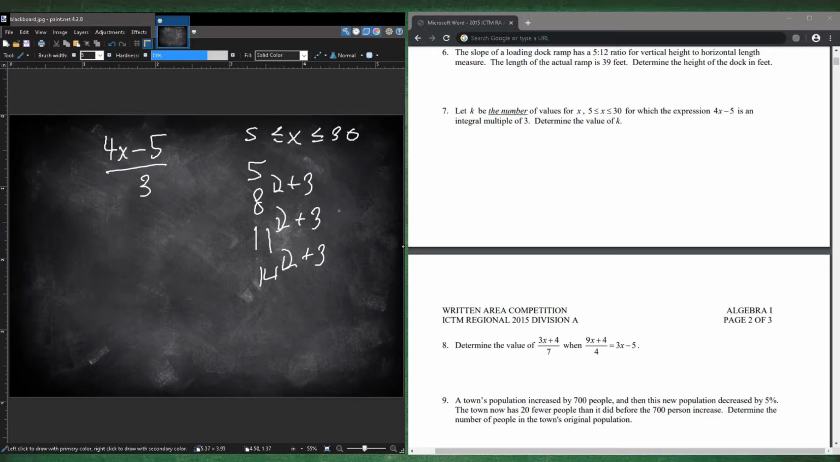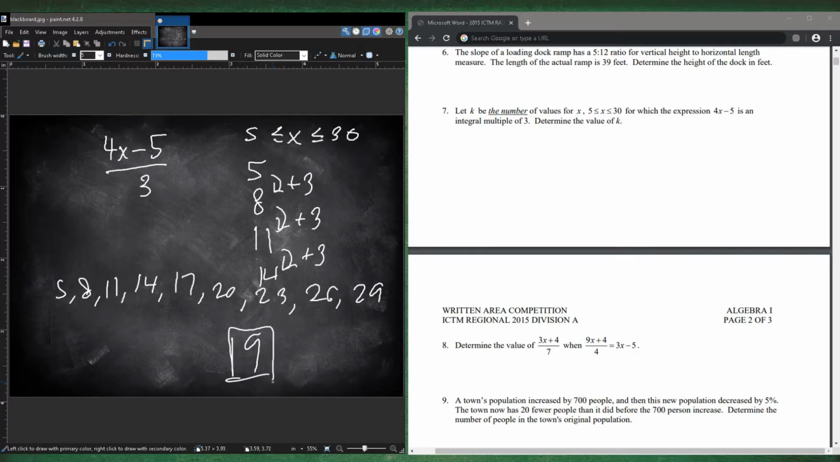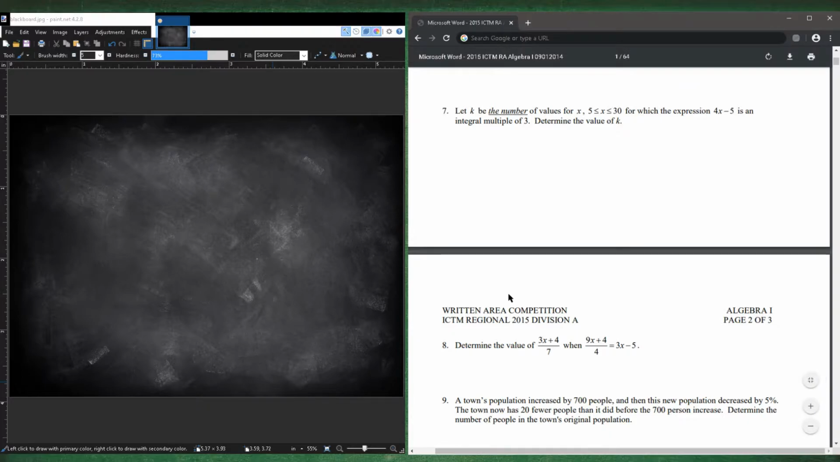So how many values are there? We have 5, 8, 11, 14, 17, 20, 23, 26, and 29. So we have 1, 2, 3, 4, 5, 6, 7, 8, 9. So our answer for number 7 is 9. And it's basically just that simple.